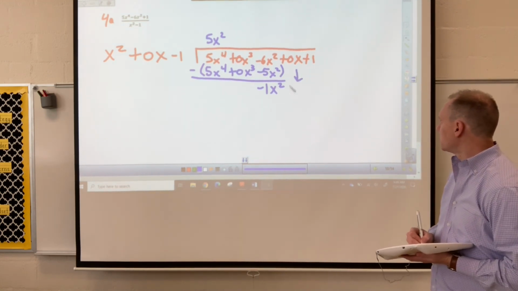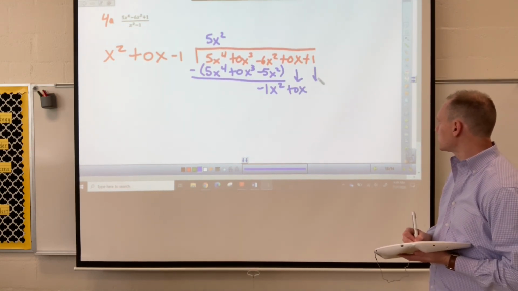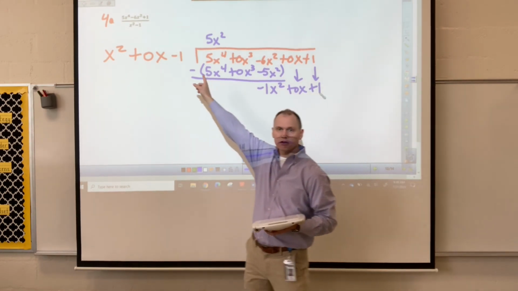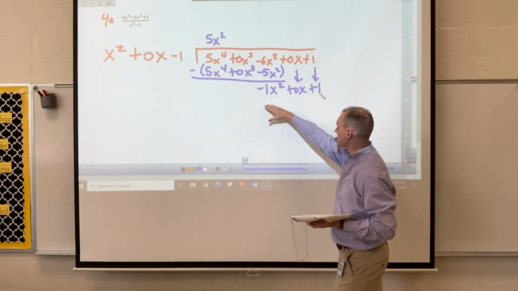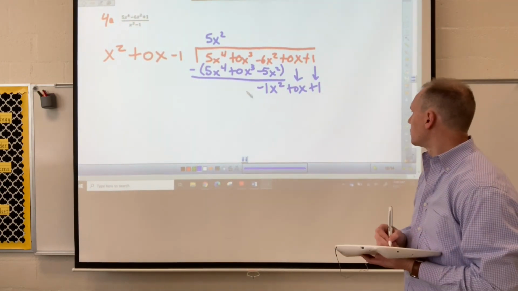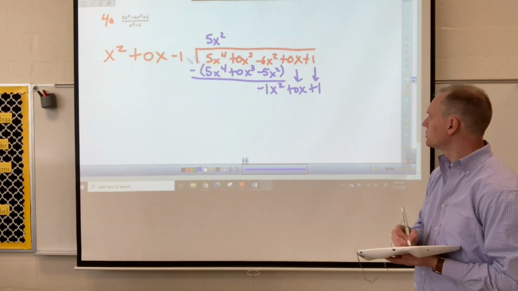We're going to bring down the next two terms. The reason is because we have 3 terms in the divisor, so we're going to actually get 3 terms down here. So we're going to have 3 terms to subtract from. So go ahead and bring down the next 2 terms, and let's see what happens here.